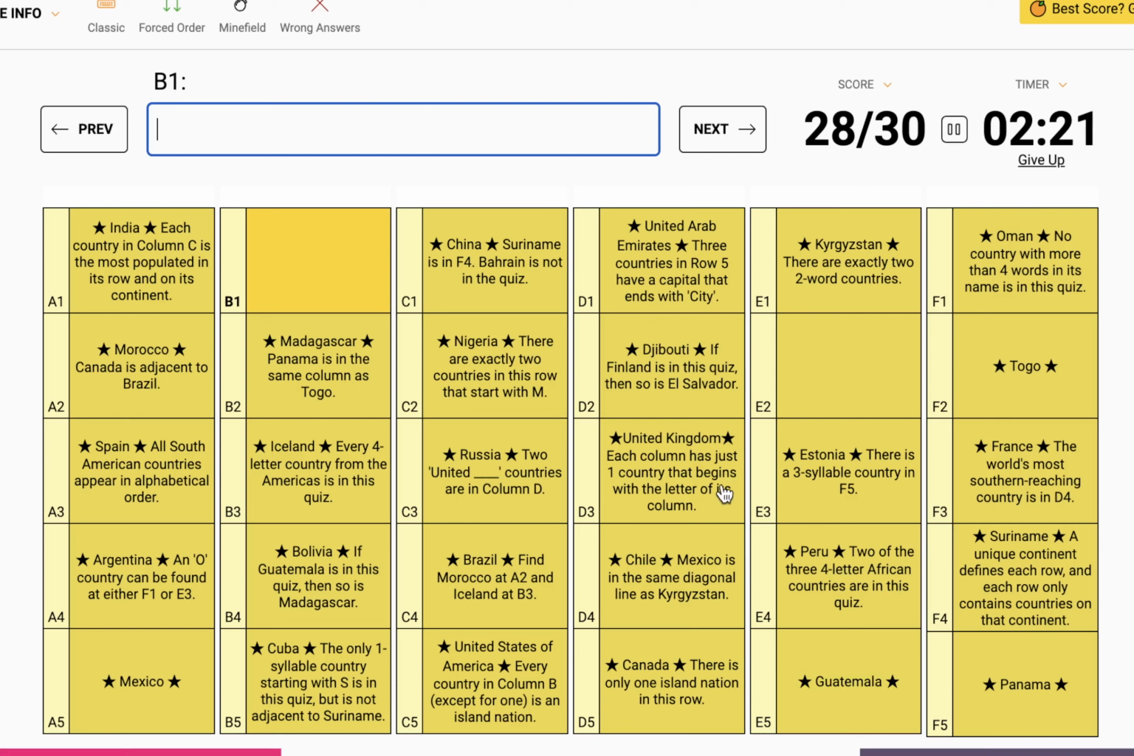So what does this say now? There are exactly two two-word countries. Do we have any 2 words yet? No, it looks like we don't. So this is going to have to be a 2-word country here in Asia that is an island nation. I'm thinking it's Sri Lanka. And then this is going to have to be a 2-word country in Africa. 2 of the 3 4-letter African countries are here. So the United Kingdom is a 2-word country. I missed that one. And we ruled out Mali, so this is Chad.